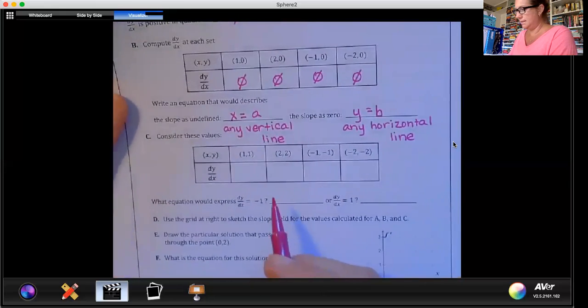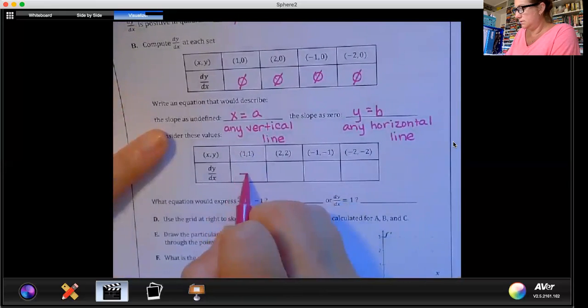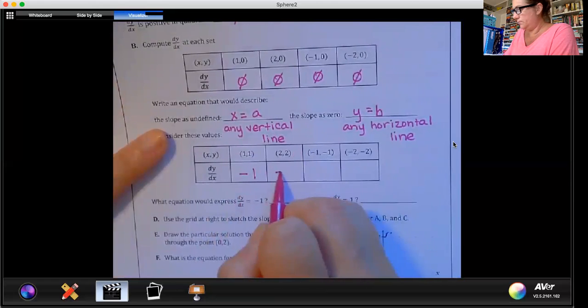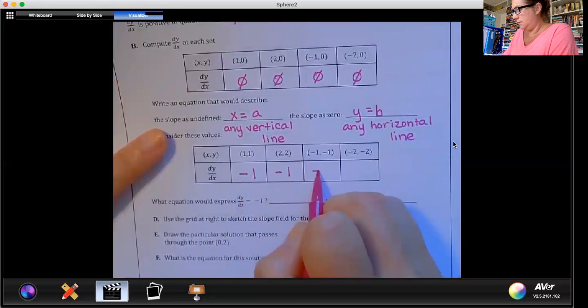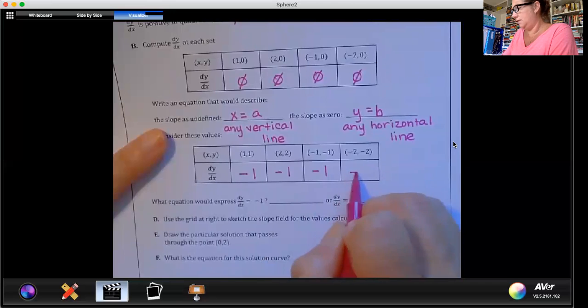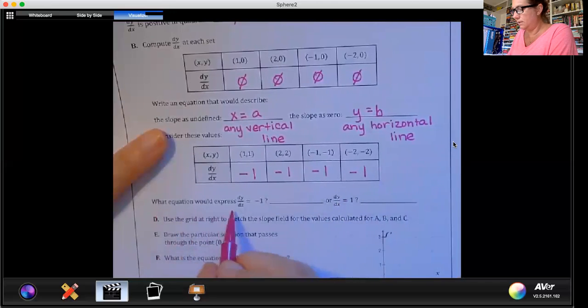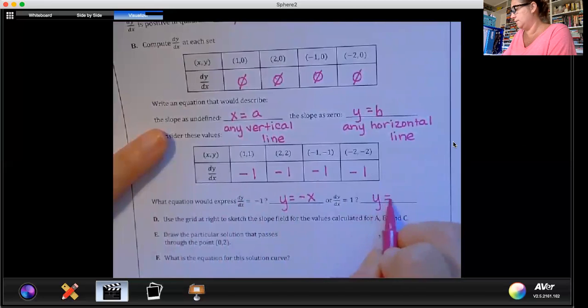All right, plug these in. 1, 1, 2, 2, negative 1, negative 1, and negative 2, negative 2. So what equation would express dy dx equals negative 1? y equals negative x, negative slope. And y equals positive x.